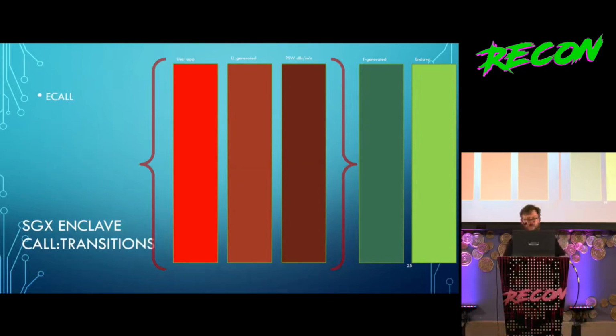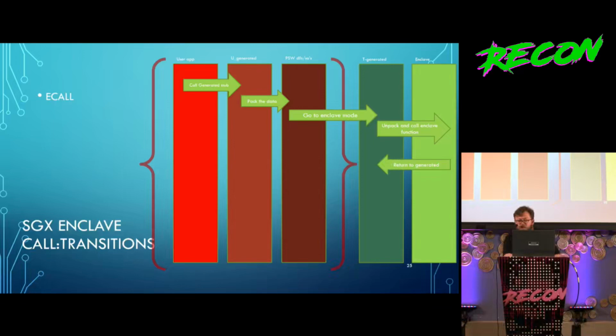Let's try to imagine an ECall call inside an enclave and understand how it works from different code parts' perspective. Here is how all transitions between the code parts look. First of all, the application calls the generated stub. After that, this generated stub packs the data and passes the control to platform software DLLs, which passes us to enclave mode, which arrives at trusted generated code, which unpacks all the arguments and calls enclave functions written by the user.